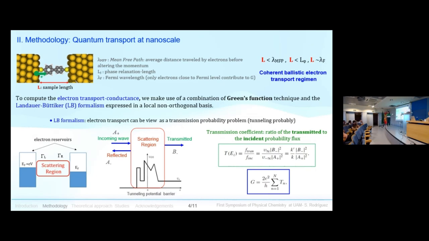So the transmission coefficient, finally, for an incident wave is the ratio of the transmitted to the incoming or incident probability flux. Okay, so finally the total transmission will be the addition of the individual transmission for each available propagating mode. And the final conductance will be proportional to the quantum conductance times the total transmission.